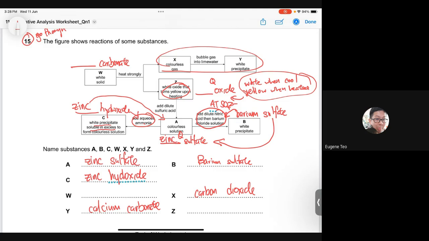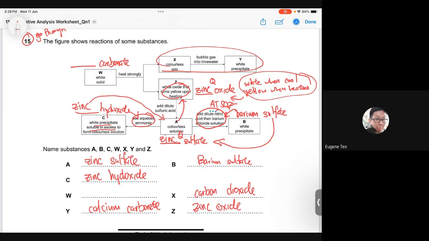And where did the zinc come from? The zinc must have come from Z. So the zinc in A must have come from the zinc in Z, which tells me Z is zinc oxide. So Z is zinc oxide. Zinc oxide is quite special itself. Just remember that zinc oxide is actually white when cool, and when heated up, it can actually turn yellow.